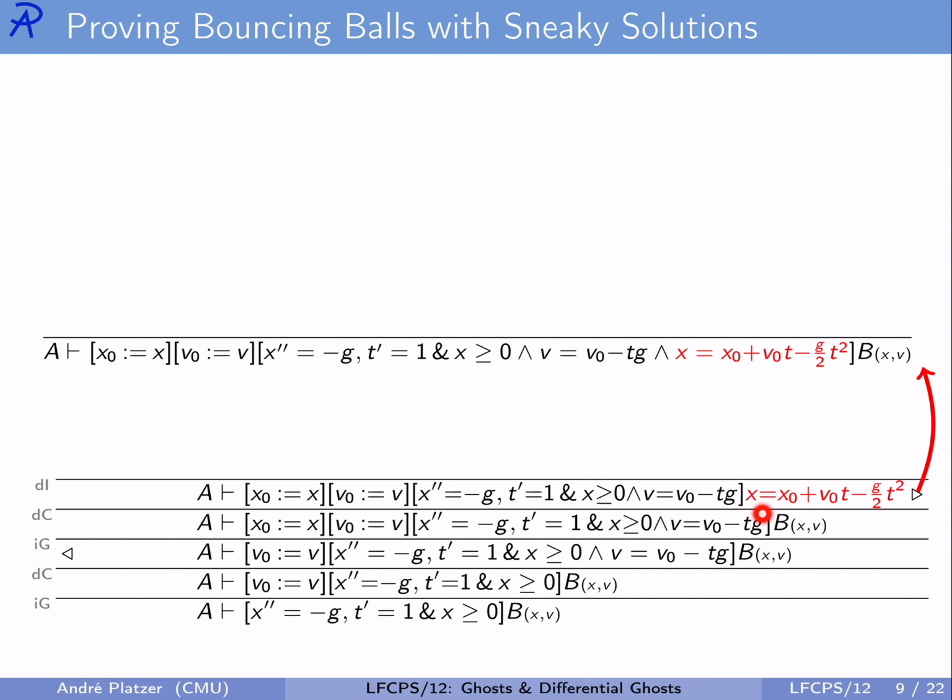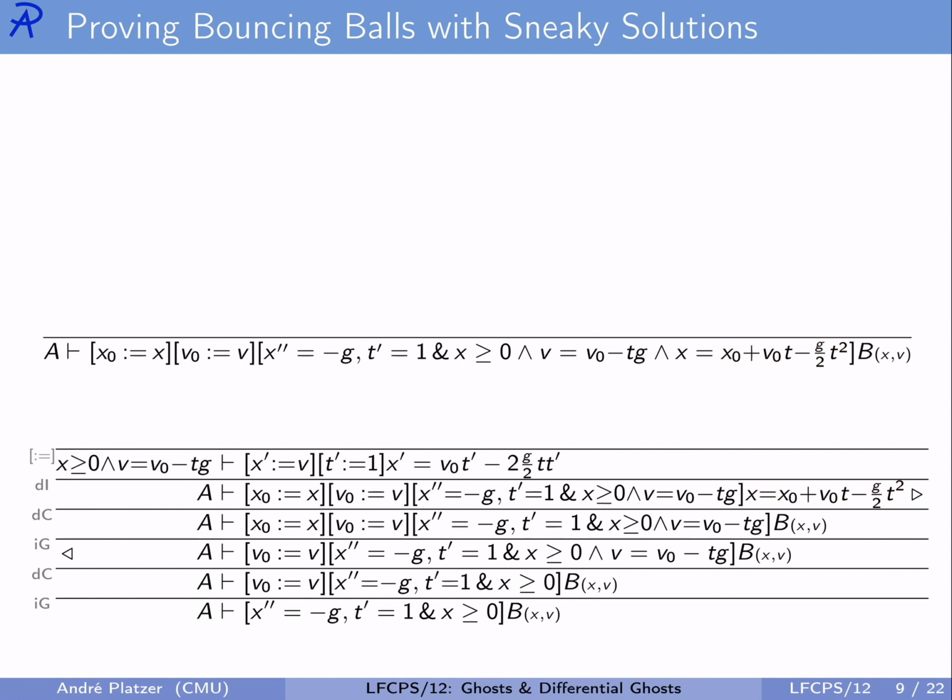Again, we will use differential invariants to prime the entire post condition, which will give us x prime equals v naught t prime minus 2g over 2 t t prime. Let's look at this. It's the differential of t squared times g over 2. We plug in x prime, and we plug in t prime in these places. That requires us to prove that velocity, which is the new value for x prime, equals, well, t prime is 1, but v naught survives, and minus 2g over 2 t prime is 1, so that goes away.